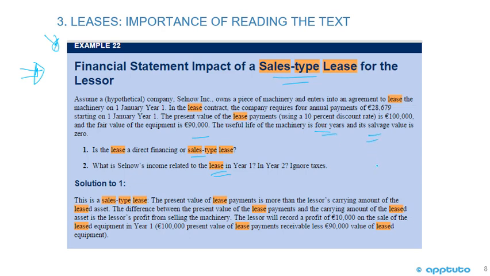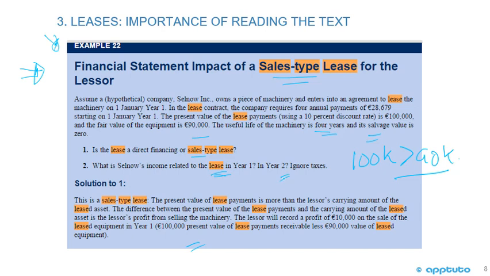So first of all, is the lease a direct financing lease or sales type lease? And what is the income related to the lease in year 1? So it is a sales type lease because the present value of the payments is more than the carrying value. The present value of the payments is $100,000, and that's more than the $90,000, okay? And that difference between the present value of lease payments and the carrying amount of the leased asset is recorded as profit on the sale of the leased equipment in year 1. So you would have a $10,000 profit on the sale of the leased equipment.